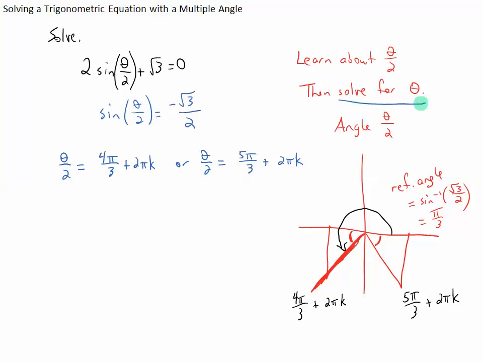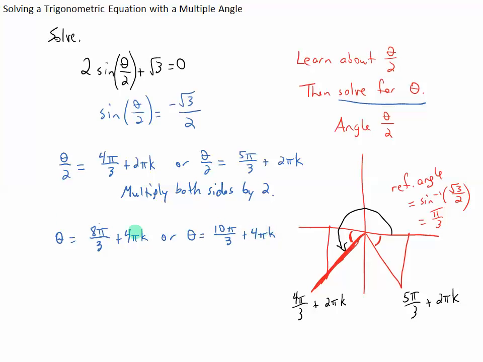And now I need to solve for theta, right? My final step needs to be get theta by itself. So in this case, I will multiply both sides by 2. That's going to give me theta on the left side. So I'll have theta equals, and I'll distribute my 2, so I'll have 8 pi over 3 plus 4 pi k, or theta equals 10 pi over 3 plus 4 pi k. So those are my solutions for theta, and I had to first find out about the angle that's given, which was theta over 2.